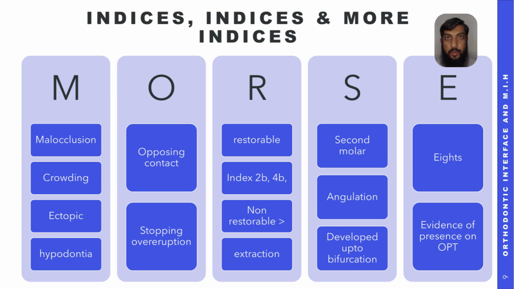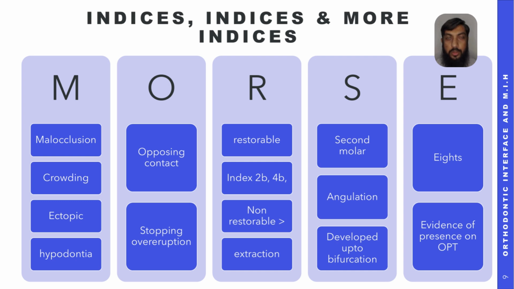And O stands for opposing contacts. After we have opted for extraction, we have to look at opposing contacts. R stands for restorability of the tooth, as we have studied when we looked at the index of treatment need for MIH, it should be 2B or 4B. So it would be restorable.